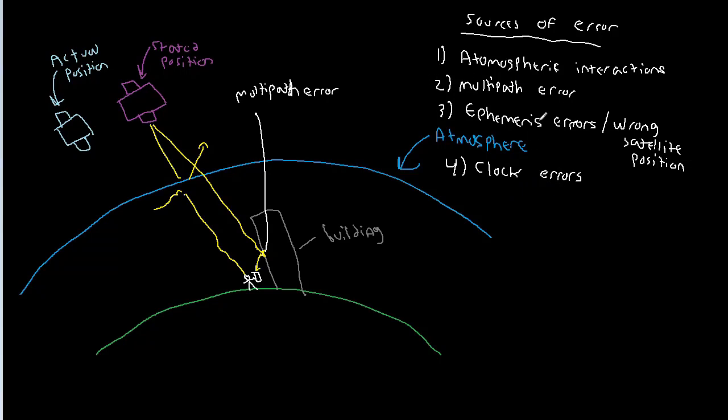So with ephemeris data, we're calculating the position of the satellite wrong. With clock errors, we're calculating the time part wrong. So when we handle that equation, we're thinking that it took longer or shorter than it should have, so we end up getting a miscalculated answer.